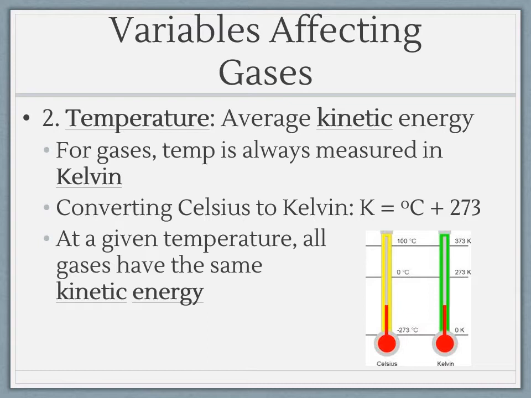So degrees Celsius can absolutely be negative. So that is why we always have to convert to Kelvin whenever we are doing gas problems. In order to do that, we are always just going to add 273. So whatever it is in degrees Celsius, we're going to add 273. And it's also important to know with temperature that at any given temperature, all gases have the exact same kinetic energy. So if I have a sample of oxygen gas at 200 Kelvin and a sample of nitrogen gas at 200 Kelvin, they have the exact same kinetic energy.